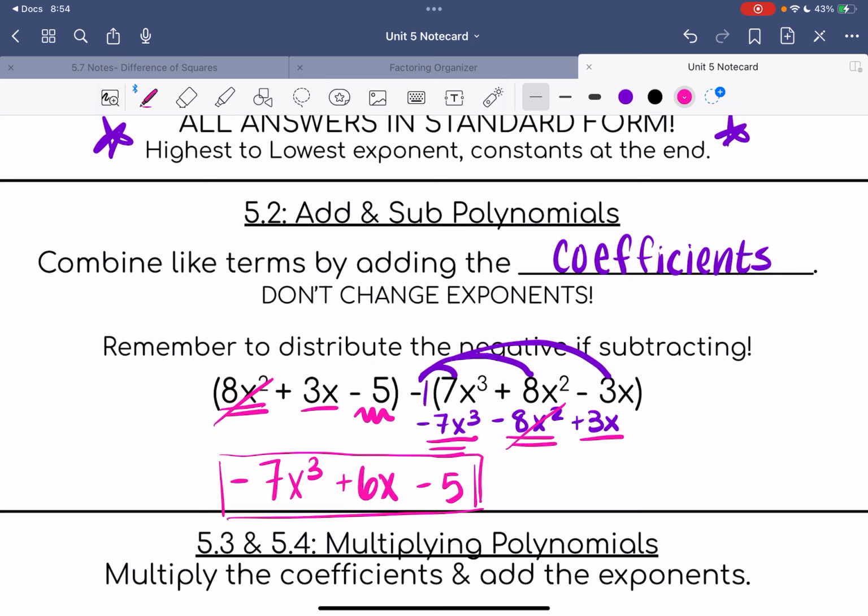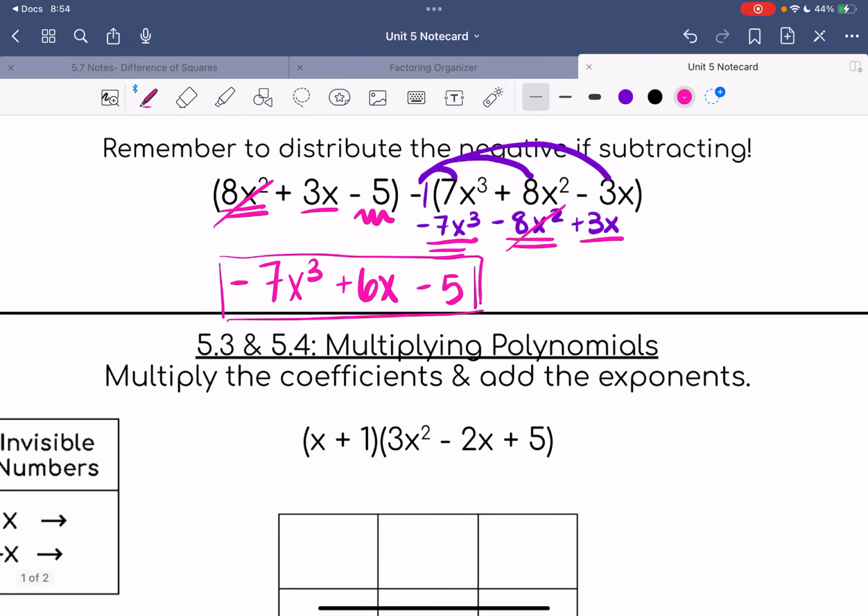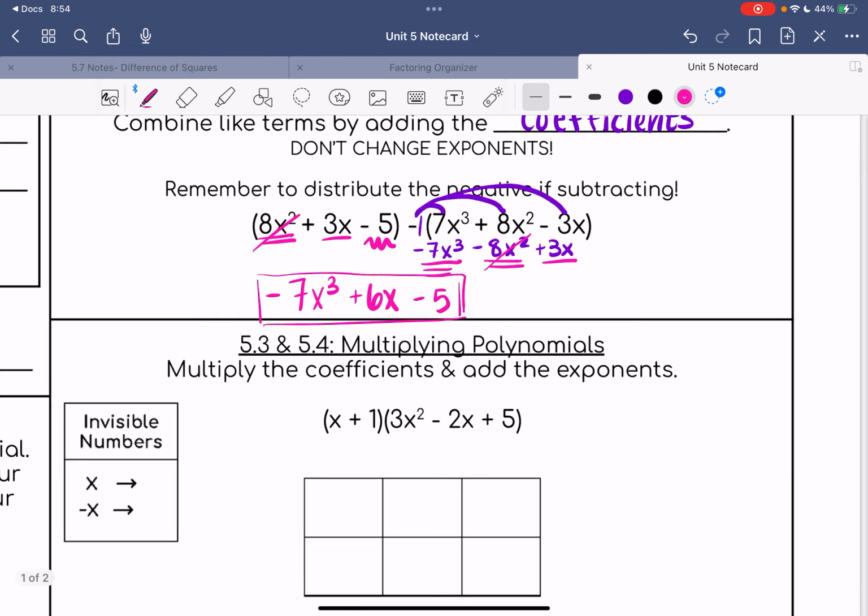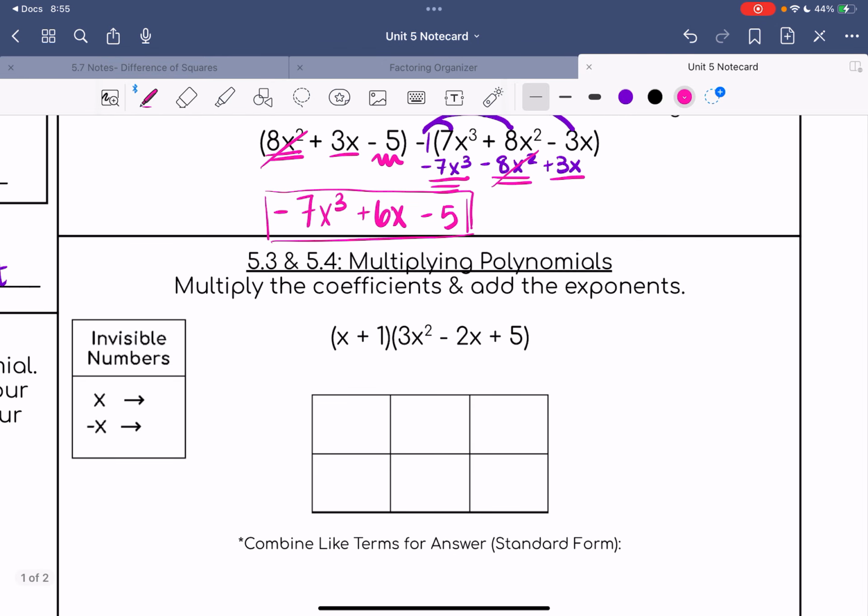Okay, so that was adding and subtracting. From there, 5.3 and 5.4, we move to multiplying. 5.3, we were just multiplying a monomial, so we just distribute that. And when we distribute, we multiply the coefficients and we add the exponents. With 5.4, we are multiplying either a binomial by a binomial or a binomial by a trinomial.